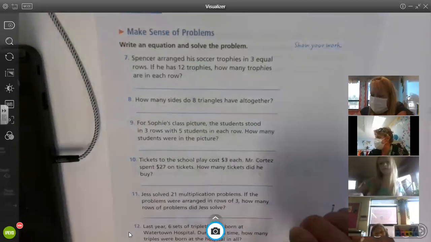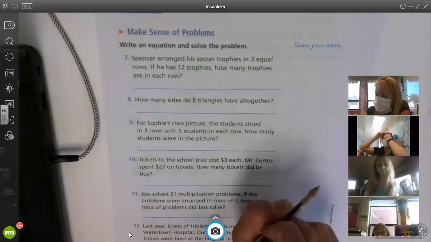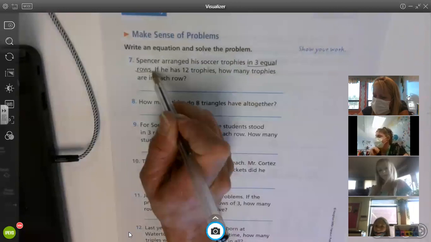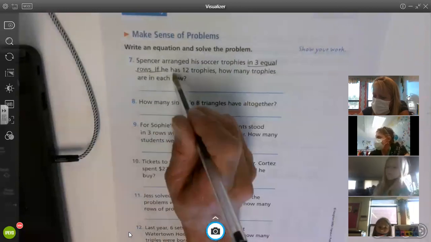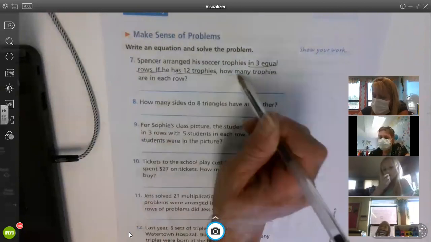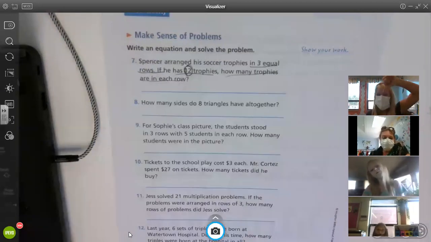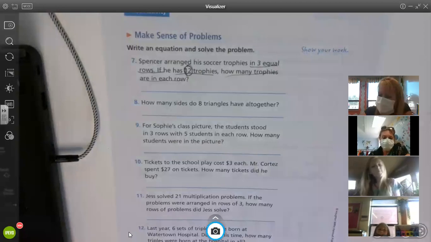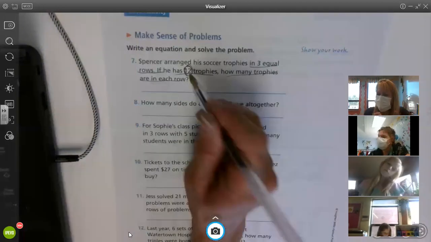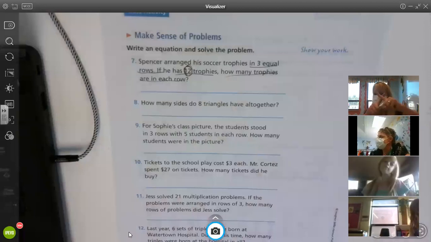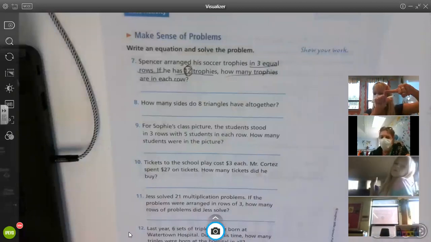Don't worry. Okay. Spencer arranged his soccer trophies in 3 equal rows. If he has 12 trophies, how many trophies are in each row? Do I know my total? Yes or no? Yes. If I already have the total and I am arranging them into equal groups, is that multiplication or division? Show me on your fingers.